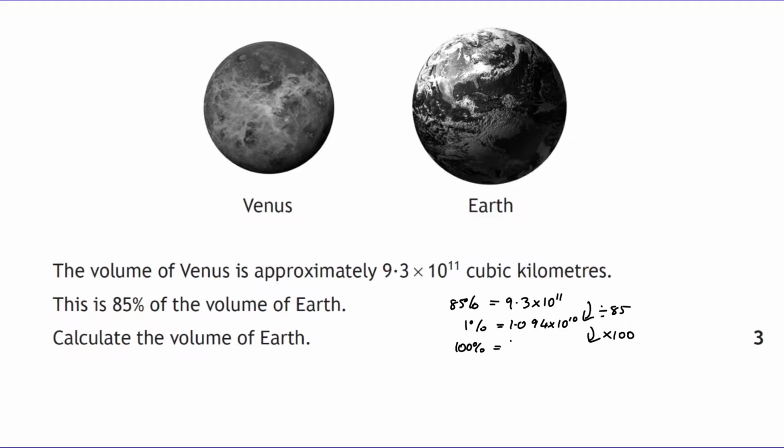Okay, so 1.094 times 10 to the power 12. It's not asked us for any rounding here. Sometimes that might be to a certain amount of significant figures, but it's not required here, so that would be our final answer. And that is in cubic kilometers, so km cubed. Okay, good.